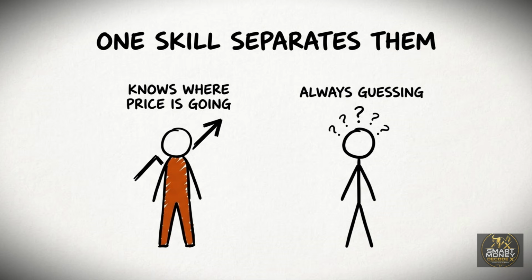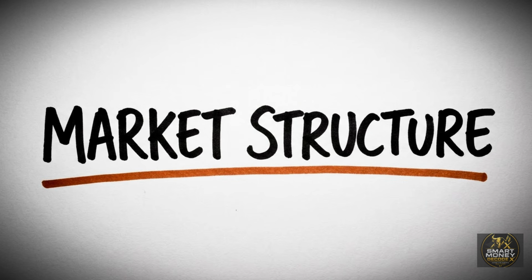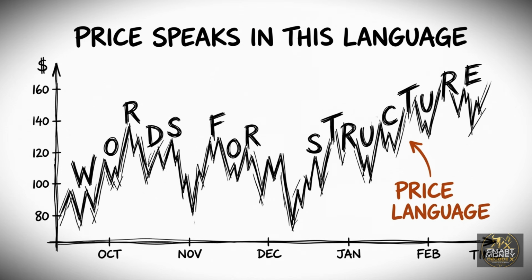There is one skill that separates traders who consistently know where price is going from traders who are always guessing. Not a strategy, not an indicator, not a pattern, a skill. The ability to read market structure. Because market structure is not a concept you apply to a chart after you analyze it. Market structure is the chart. It is the fundamental language that price speaks in.